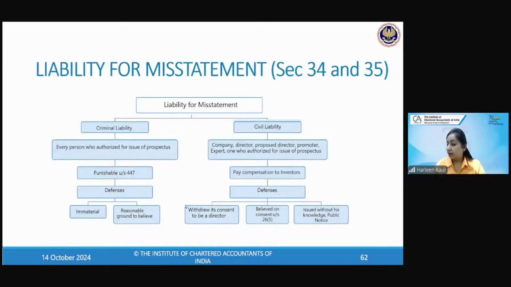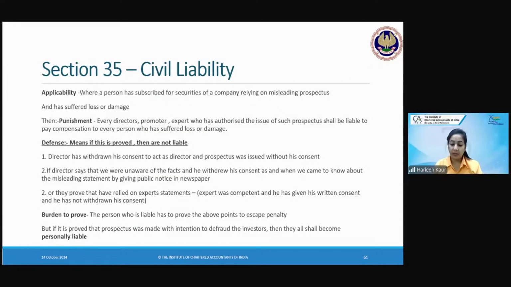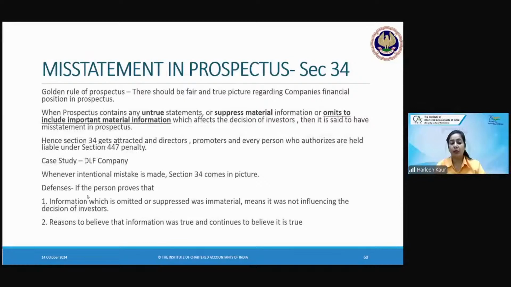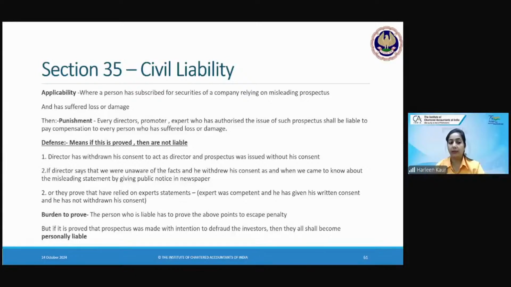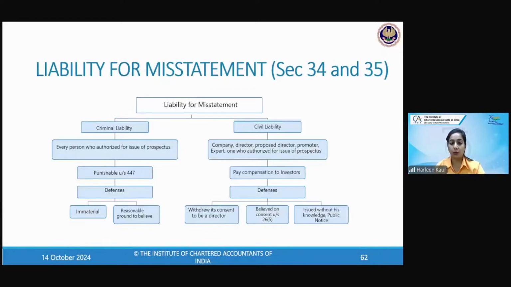And Mr. Nanda is asking where it is given about the defense. So where it is written, child exceptions, means this section is not applicable if you try to prove these points. And similarly, if Section 34 exceptions are given, meaning where you try to prove these points, that the information which is hidden is not material and you had reasons to believe that it was true, then it is not applicable. So it is given in the exceptions, whether you call it a defense or call it exceptions.